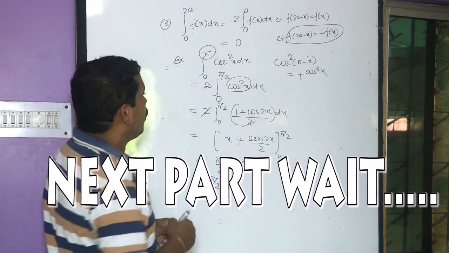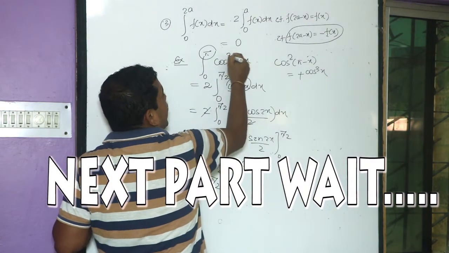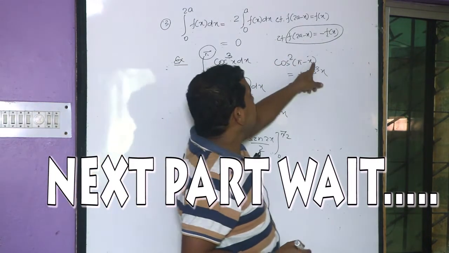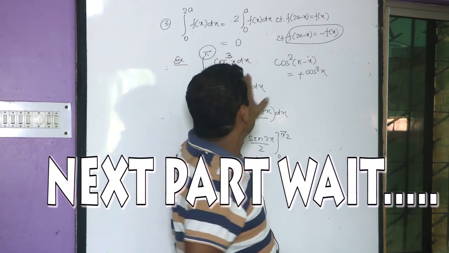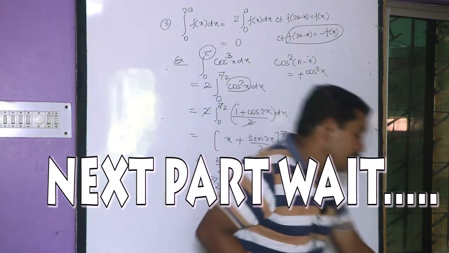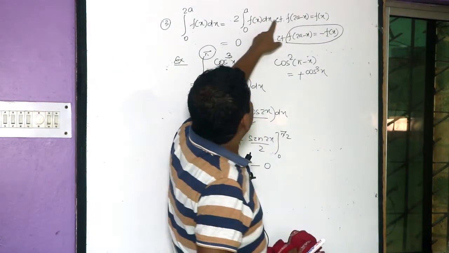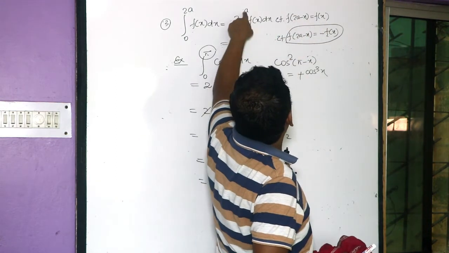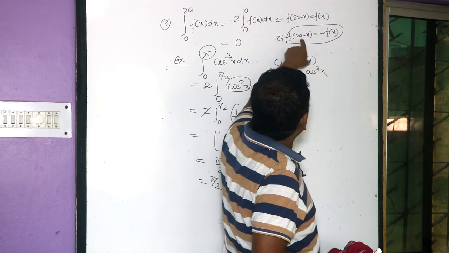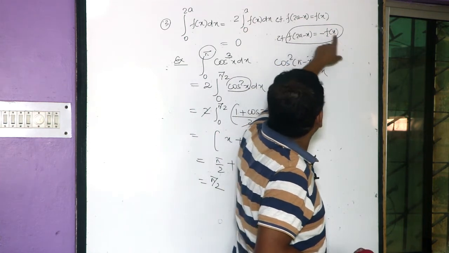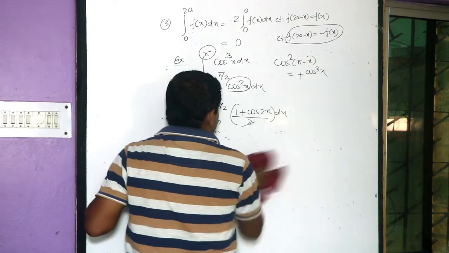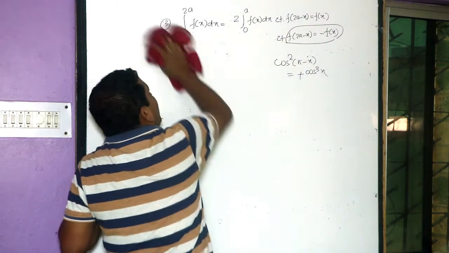It will not be 0. But if it is cos cube x, then it will be 0, because cos cube (pi minus x) is minus cos cube x. So it will be 0. So if the function f(2a minus x) is f(x), then it will be 2 times the integral from 0 to a of f(x) dx. If f(2a minus x) is minus f(x), then it will be 0. This is also an important property.